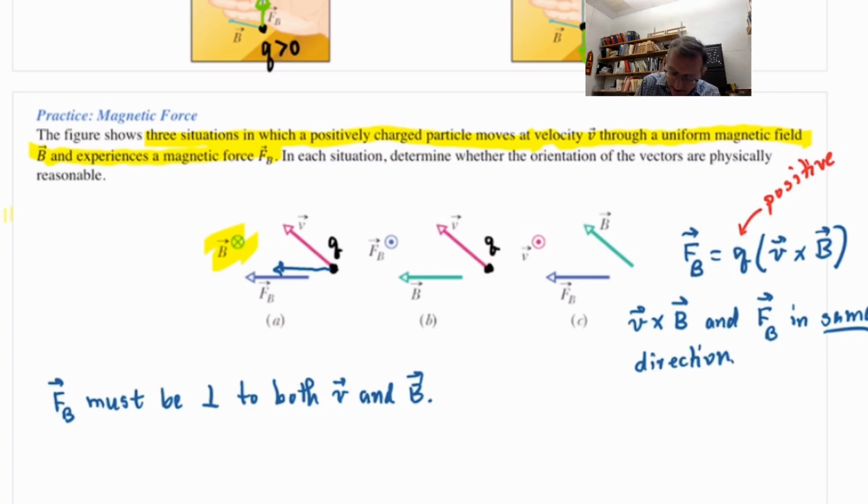Okay, did you say that this is not possible? How do I know that? Well, what did I just say right here? F magnetic must be perpendicular to both V and B. There's the F magnetic. Look at the V. Are those two perpendicular to each other? No, that's not possible. That picture is not correct. Now let's look at case B. Is that possible? Pause the video, think about it, and then come back.